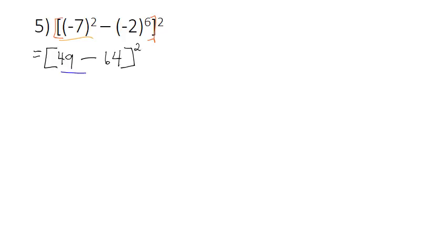Because I still have brackets, the next thing I'm going to do is the subtraction that is inside the brackets there. So I have 49 minus 64, which is going to give me negative 15 to the power of 2. Last thing I do is negative 15 times negative 15, which gives me 225.